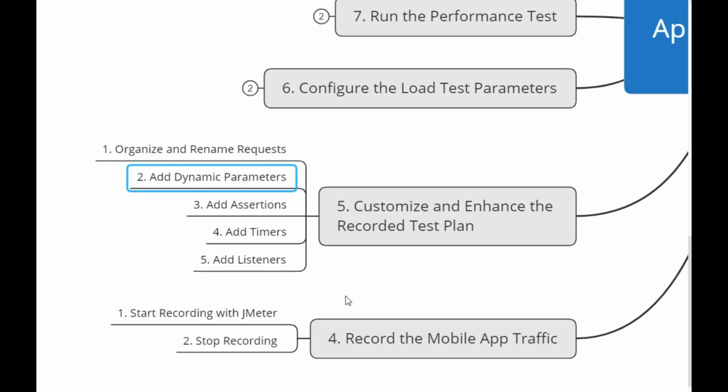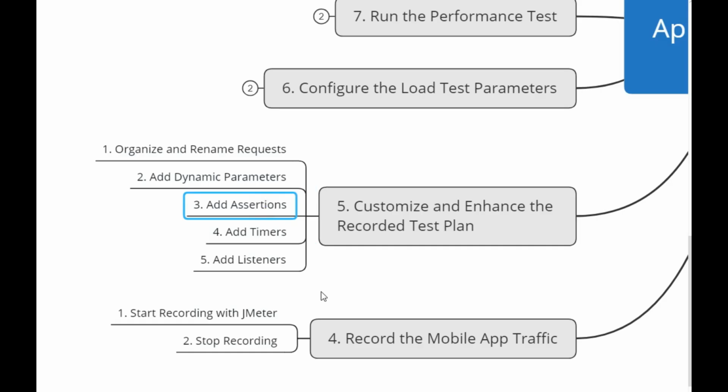Add dynamic parameters. Some requests may require dynamic parameters, for example, session IDs, authentication tokens. We need to use JMeter's post processors like regular expression extractor or JSON extractor to capture these values from previous responses and inject them into subsequent requests.